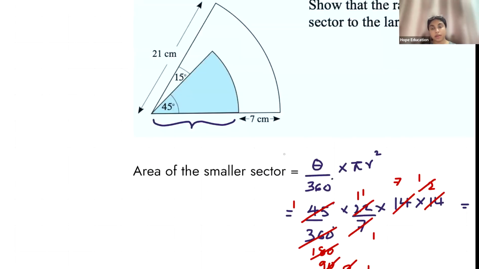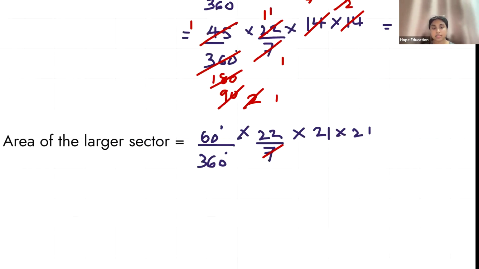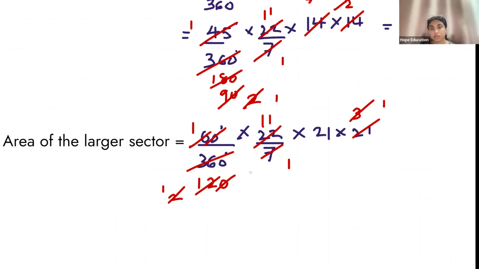So 21 multiplied by 7 times 1 is 7. 7 times 3 is 21. 3 times 1 is 3. 3 times 1 is 3. 3 times 2 is 6. 0. Here the 0s cancel. 6 times 1 is 6. 6 times 2 is 12. 2 times 1 is 2. 2 times 11 is 22. So what do we have remaining? 11 multiplied by 21. So we will have to do the multiplication, of course.